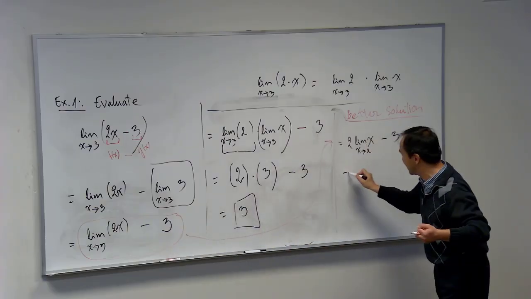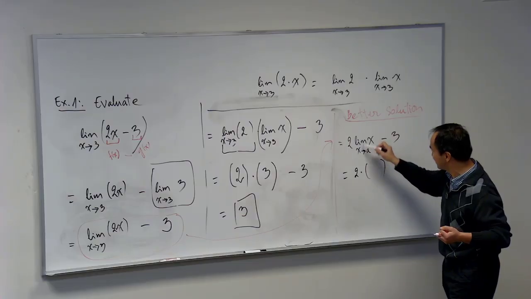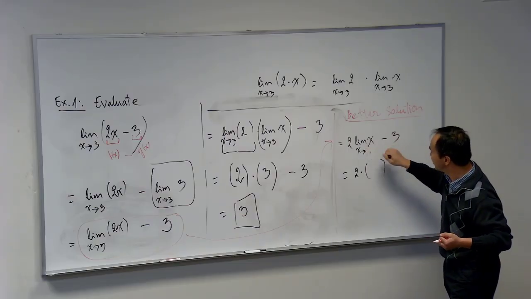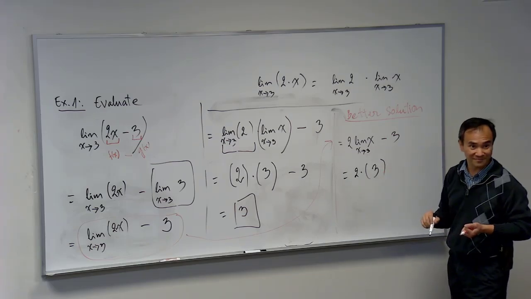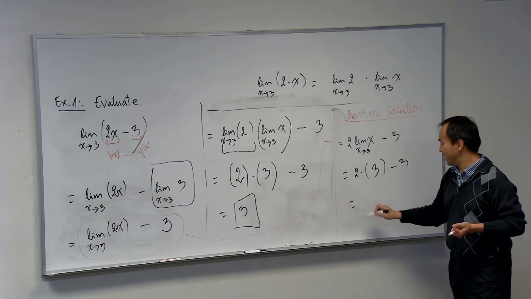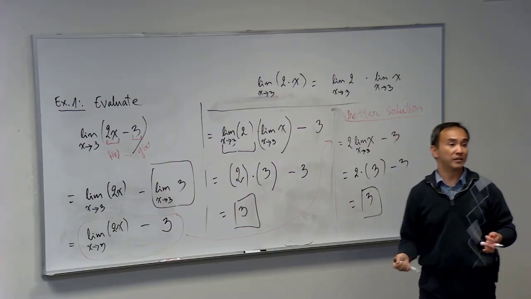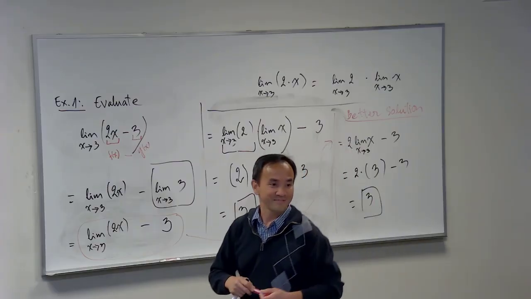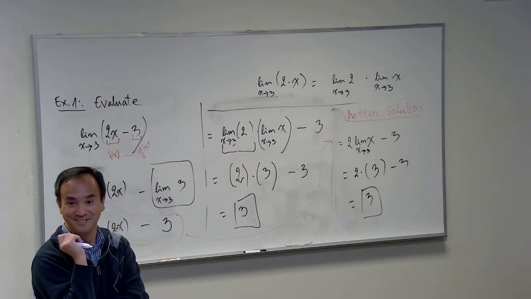And then the answer comes out to 2 times, and we know this from law number 2, it should be the 3 here, and that's going to come out to 3. And then subtracting the other 3, we end up with the same exact answer. And that's what I'm talking about, the better solution, the more effective. Okay. Any questions for me so far?